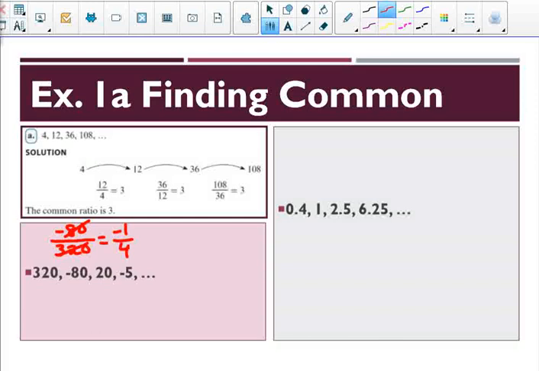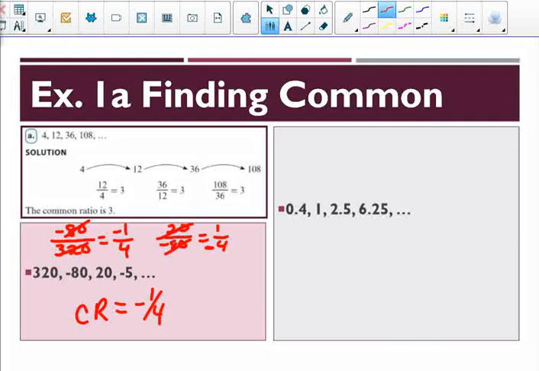The next two terms, I have 20 divided by negative 80. I can divide a 20 out in the numerator, that gives me a 1. Divide 20 in the denominator gets me a negative 4. So I can see that my common ratio is a negative 1/4.